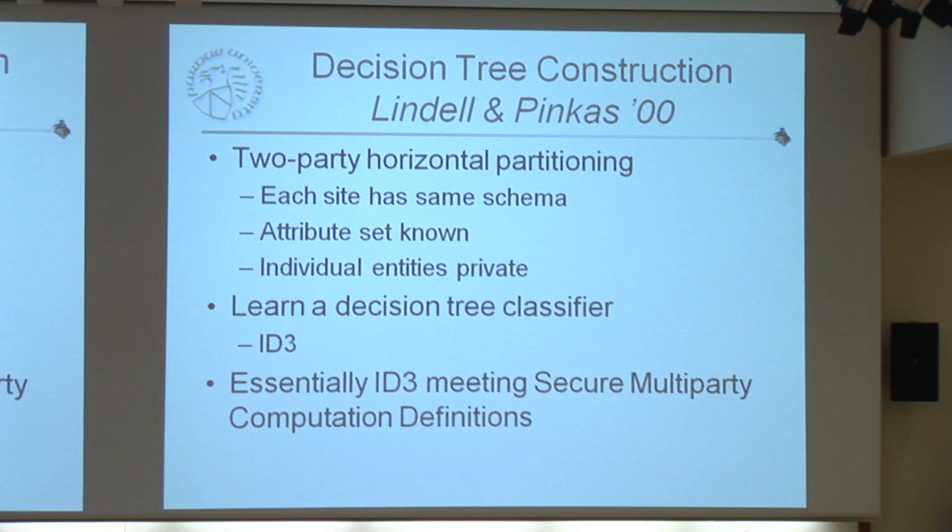So the other 2000 paper, called Privacy Preserving Data Mining, was, again, let's learn an ID3 decision tree. In this case, two parties each held half the data, and we wanted to learn this. I'm not going to go into details on how this was done, because it's fairly complicated from a cryptographic point of view, but not very interesting from a machine learning point of view.